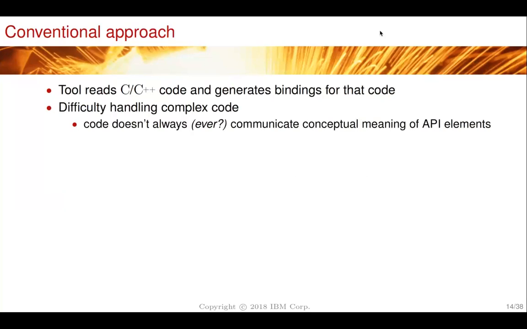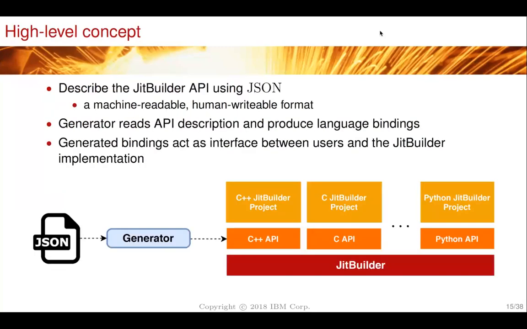And part of the fundamental problem is that source code, especially in C and C++, does not always communicate the conceptual aspects of what the code is trying to do. So the approach we chose instead is to have a separate description of the JitBuilder API written in JSON, then have the generator read the API description and produce bindings from that. The produced bindings, or client APIs, then act as the interface between users of JitBuilder and the underlying JitBuilder implementation. Any questions so far?